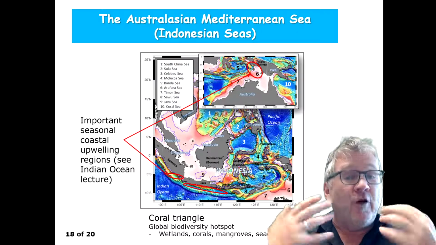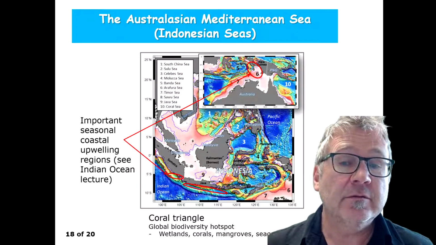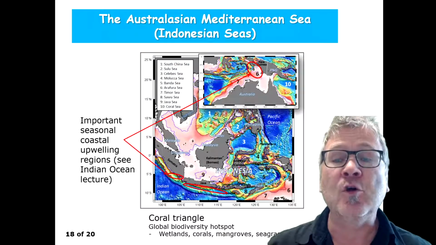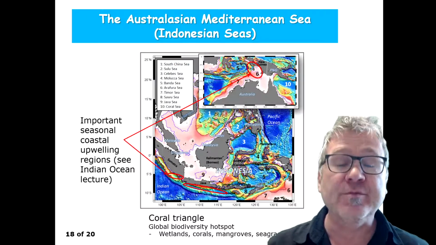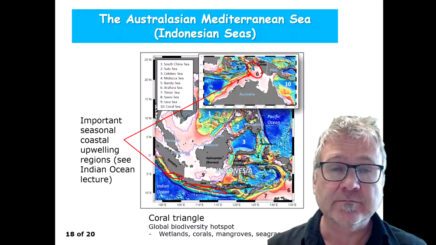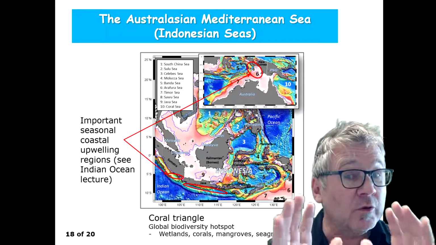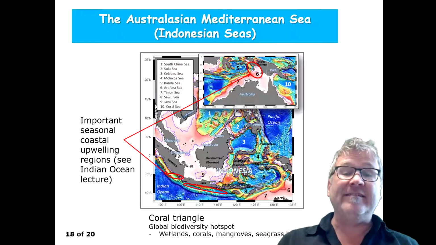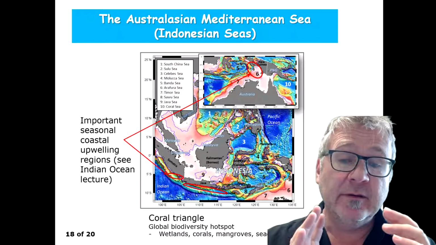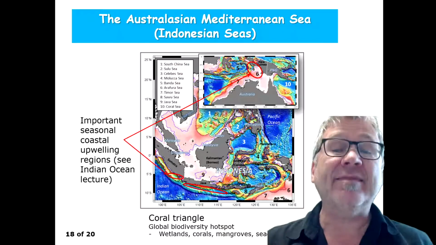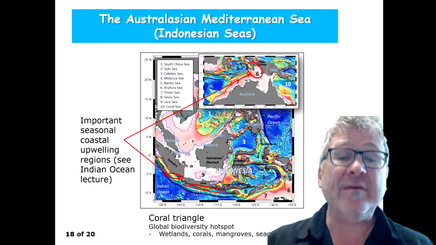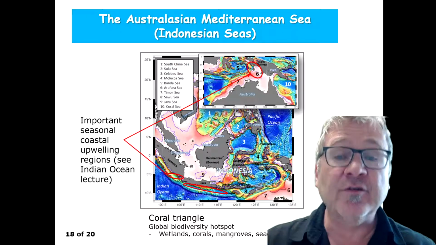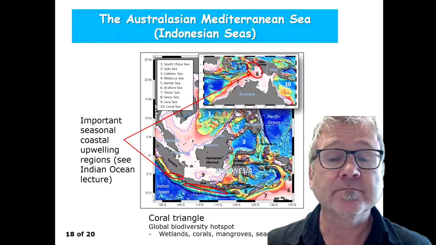So if we move further to the south, we end up in an area known as the Australasian Mediterranean Sea. And you learned what Mediterranean seas are. These are regions which contain deep basins, but they are limited in their connection with the ambient ocean.